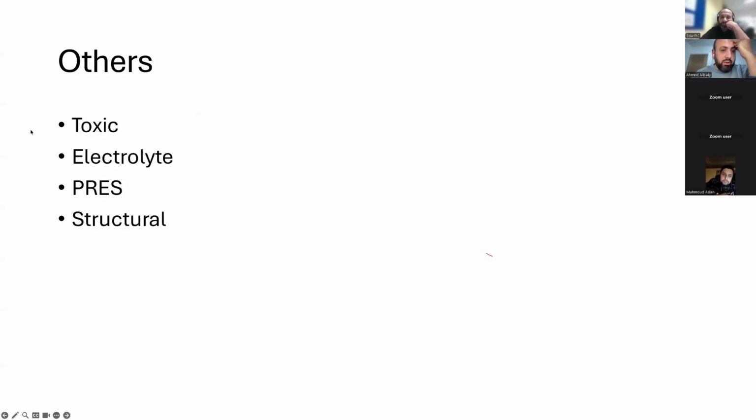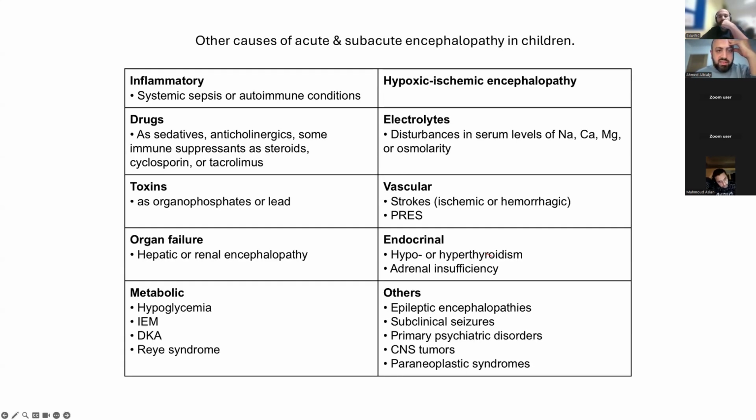Obviously, there are other causes we do not talk about today, including toxic causes. So we usually do urine toxicology for any case presenting with new onset seizures, atypical febrile convulsions, and encephalopathic presentations, as well as electrolyte imbalances, PRES or posterior reversible encephalopathy syndrome, and obviously any structural lesions, doing the MRIs, CTs, and so on. This is just a table summarizing the different causes of acute and subacute encephalopathy in children in particular. It's within the upcoming national encephalitis guidelines in the UK.